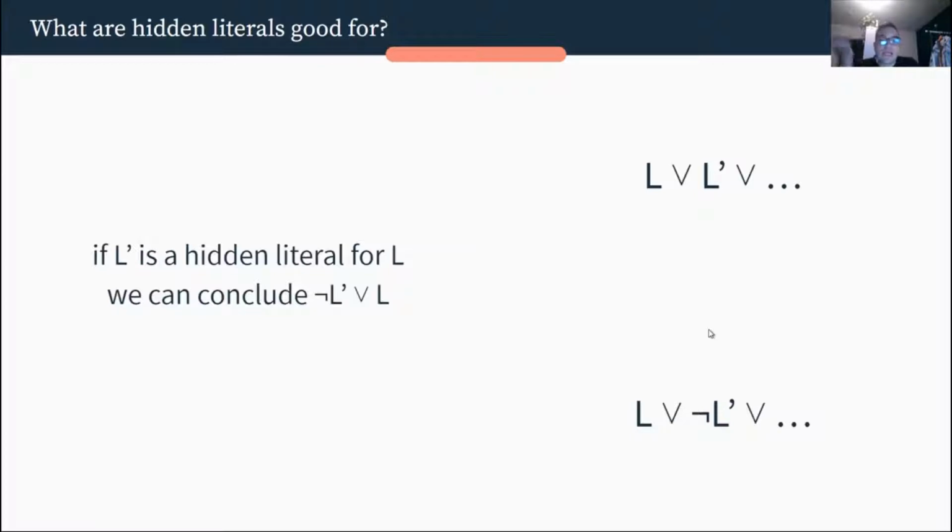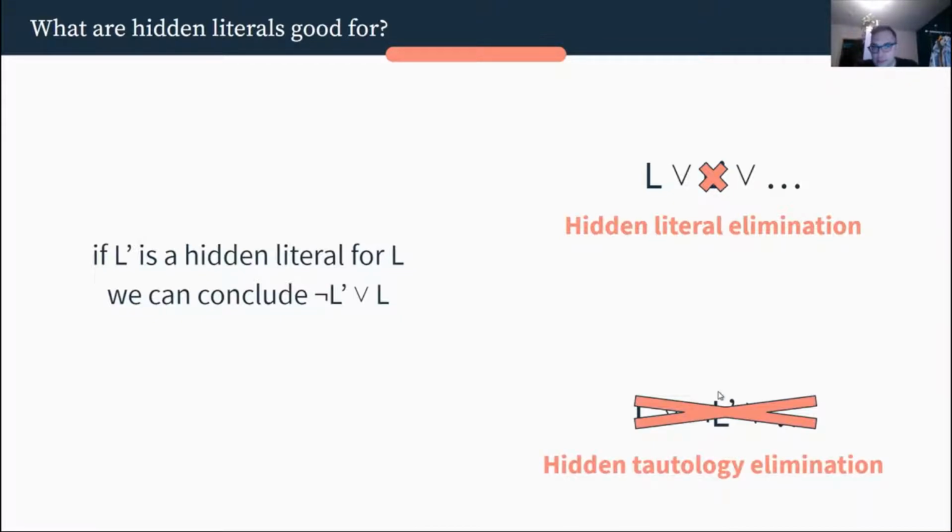Now, what can we do with those hidden literals? Whenever we have a literal and its hidden literal that occur in a clause together, we can remove the hidden literal, and this is called hidden literal elimination. Furthermore, if we have a literal and the negation of its hidden literal in the same clause, we can remove the whole clause, and this is called hidden tautology elimination.